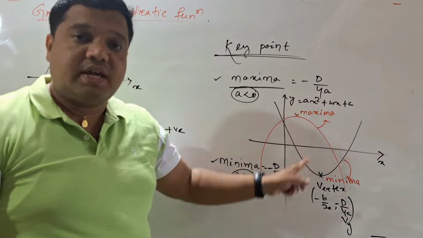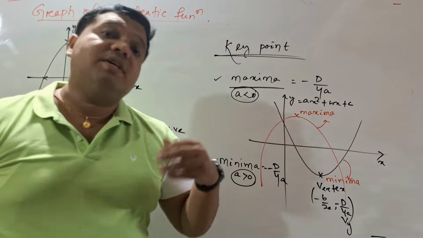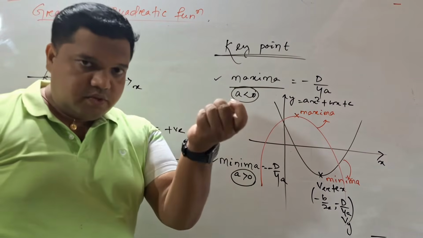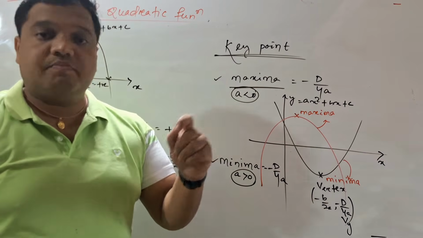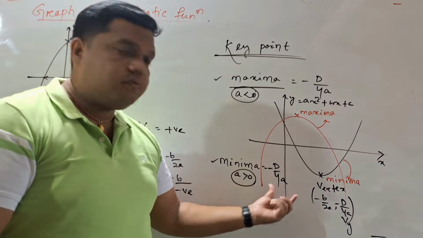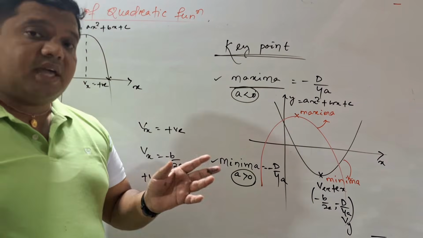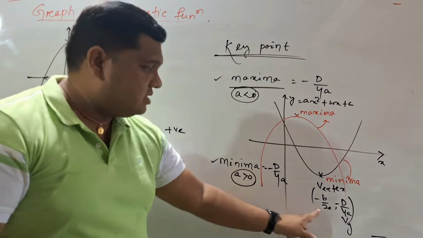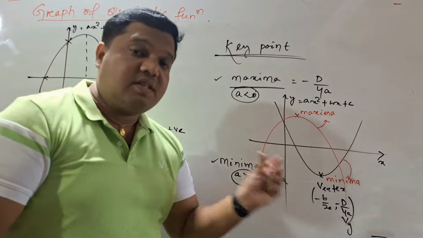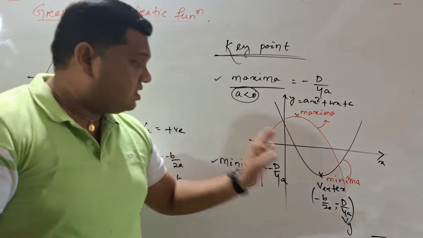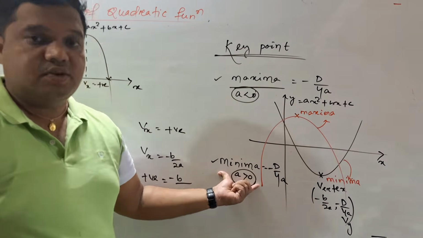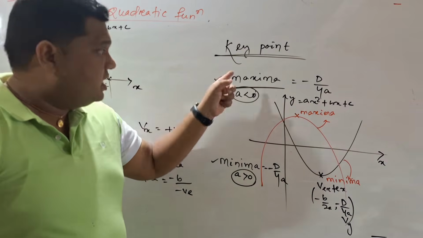Minus D by 4a. D stands for discriminant, b square minus 4ac. If a quadratic function is given, find the value of a, the value of b, and the value of c, then put them here in b square minus 4ac divided by 4a. At what value of x is it minima? This is the x coordinate, minus b by 2a. At minus b by 2a, which is the x coordinate of the vertex, you will get minima when a is greater than 0. If a is less than 0, you will get maxima.